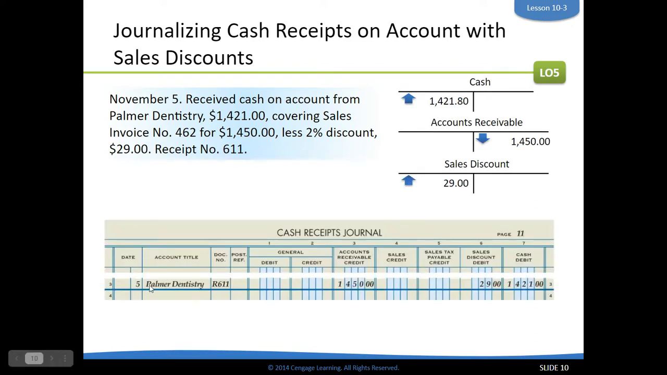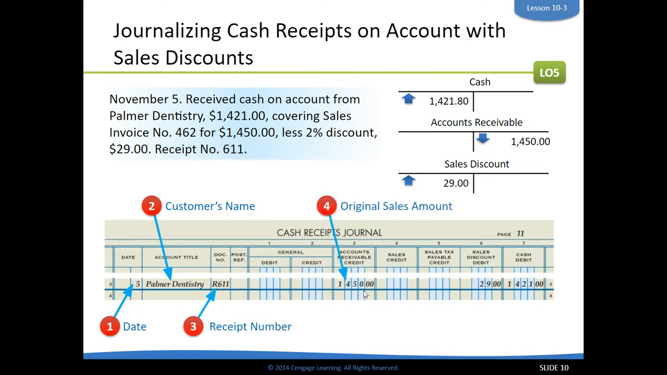So we're going to put the date, we're going to put the name of our customer, so Palmer Dentistry, and we're putting the full amount that was owed to us in accounts receivable. So the biggest number that's in this transaction is what should go under accounts receivable. Then we're putting the sales discount here in sales discount debit, and then cash is the amount that we actually received. Remember, always make sure your debits equal your credits to make sure you did this properly.